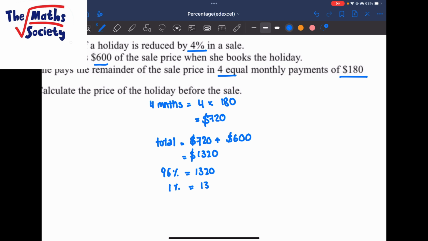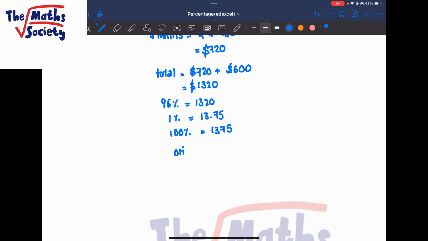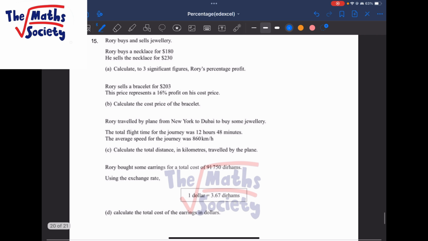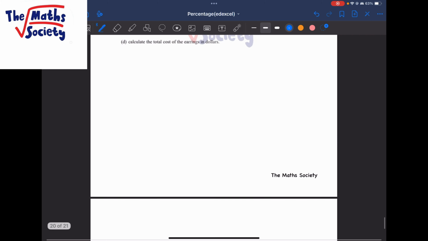1% is 13.75, 100% is 1375. So we know that the original price was $1,375 before the sale. And then, okay, I think this is the last question for today.